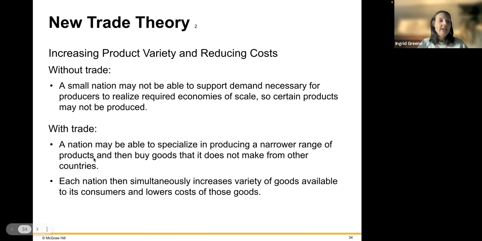But with trade, a nation may be able to specialize in producing a narrower range of products and then buy the goods it doesn't make from other countries. Each nation then simultaneously increases the variety of goods available. And the example they give in the book is that one country might be good at making sports cars and another country might be good at making minivans. They don't have enough resources to create both. But then when they trade, they can each specialize in one thing, and then each country can have a variety of different products.